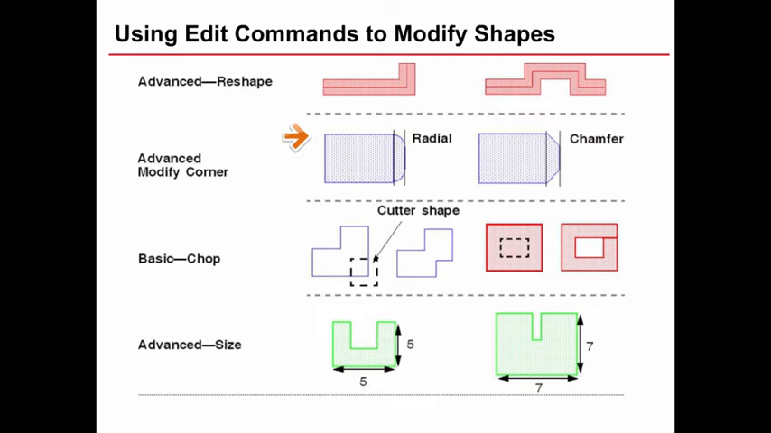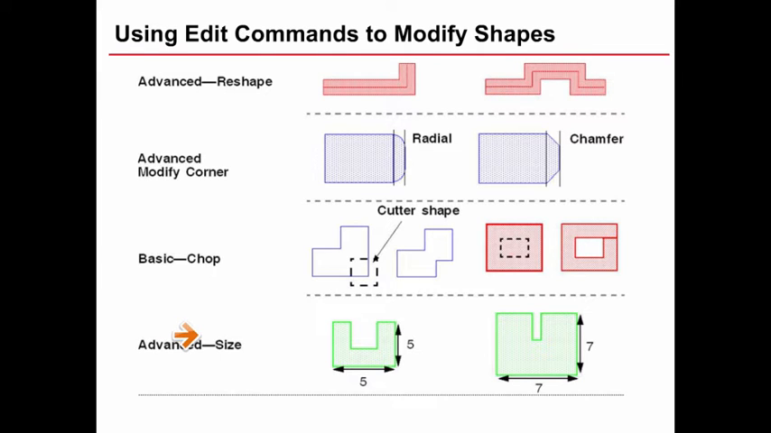For modify corner, if you had, for example, this one, all four orthogonal corners, you could say radial, and it would say which corner, and you'd point to it, and then how far, and then it would create those shapes. Same for chamfer. So basic chop, it would ask for a cutter shape or a line, and then you would use that rectangle to indicate where you want it to cut. You could say, I want it to remove the shape, or I just want a cut line. Notice here we've used the cutter shape and removed that shape and made it a donut.